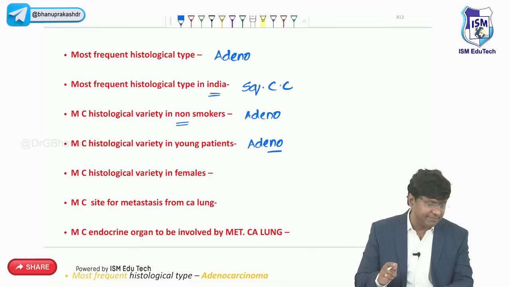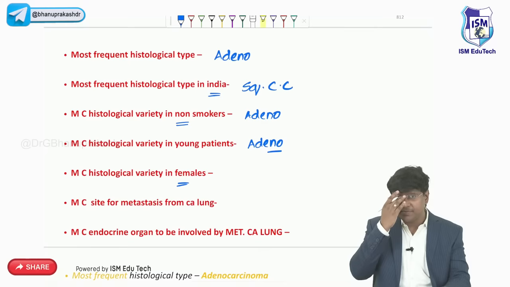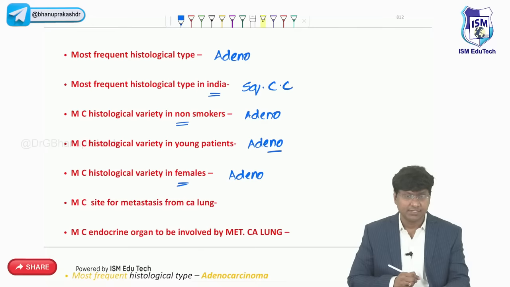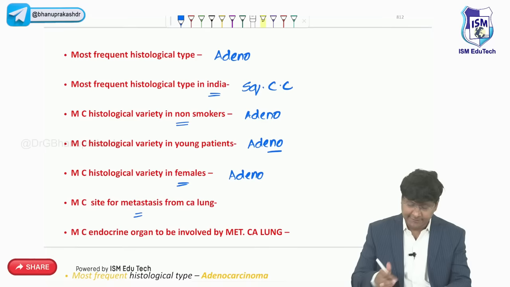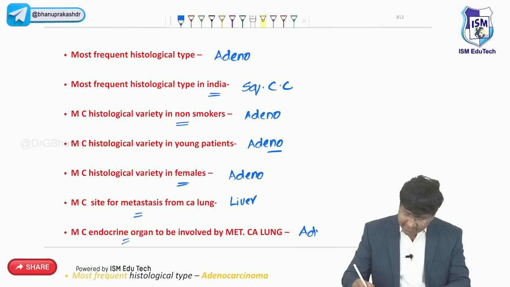Now, what is the most common histological variety in females? The most common histological variety in females will be adenocarcinoma. And what is the most common site for metastasis from carcinoma lung? That is to the liver. What is the most common endocrine organ to be involved in carcinoma of the lung? That will be the adrenal gland.